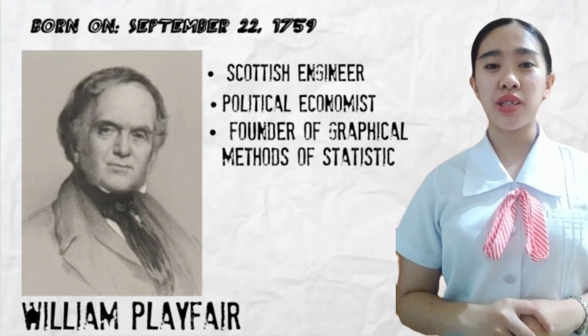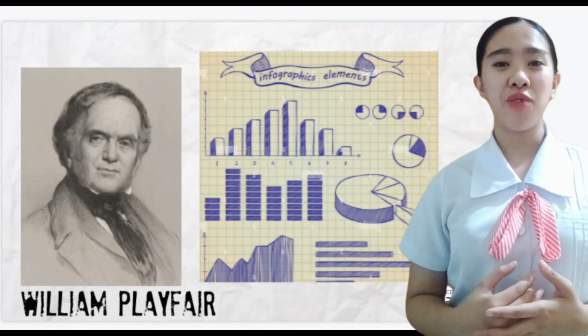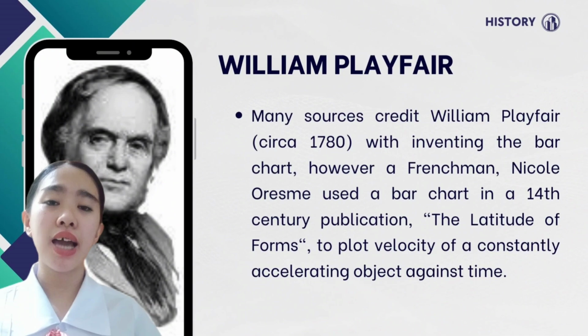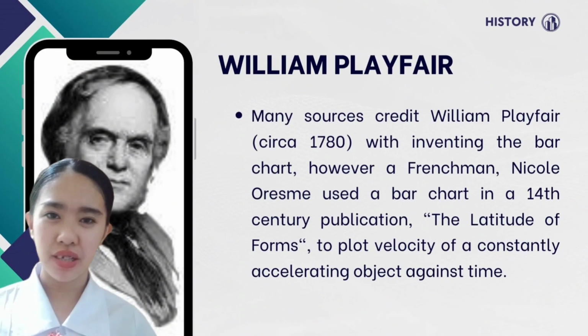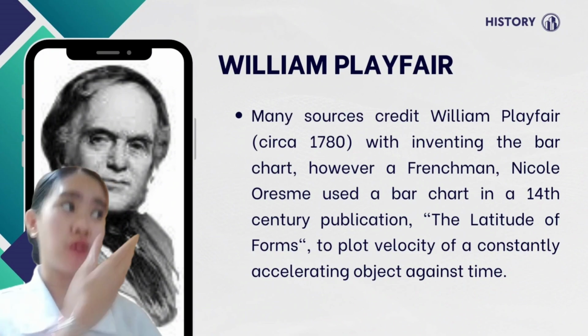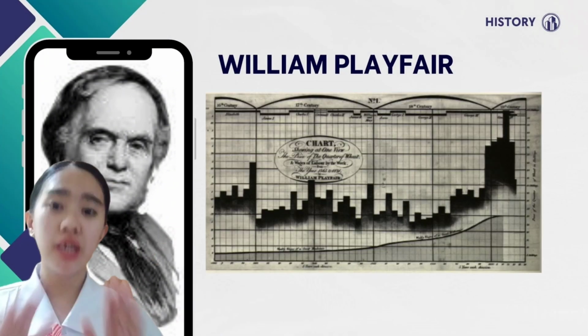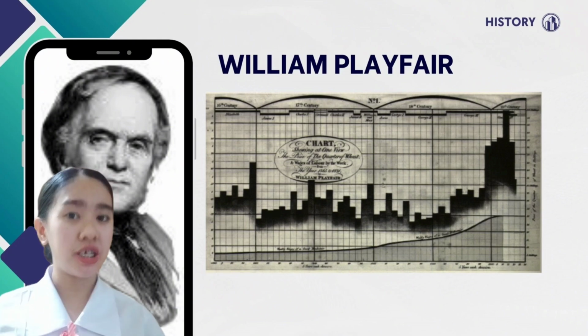William Playfair invented four types of diagrams, namely the line graph, the bar graph, the pie graph, and the circle graph. Playfair's main achievement lies primarily in his innovation in the presentation of quantitative information by means of graphs and charts. But he was not the first one to come up with the idea.